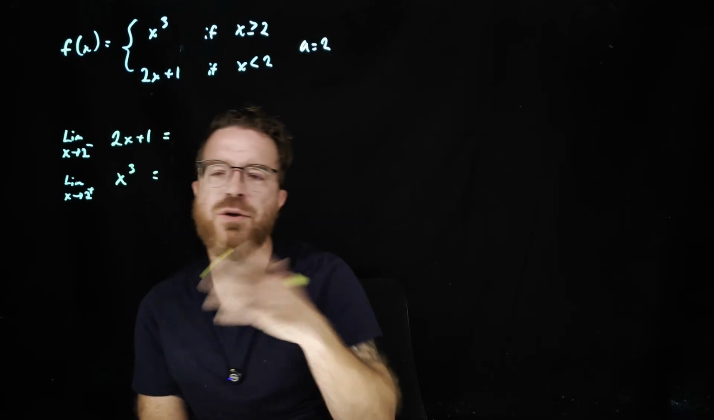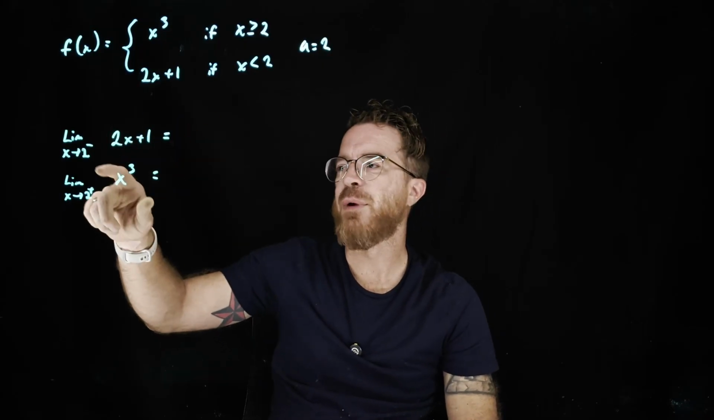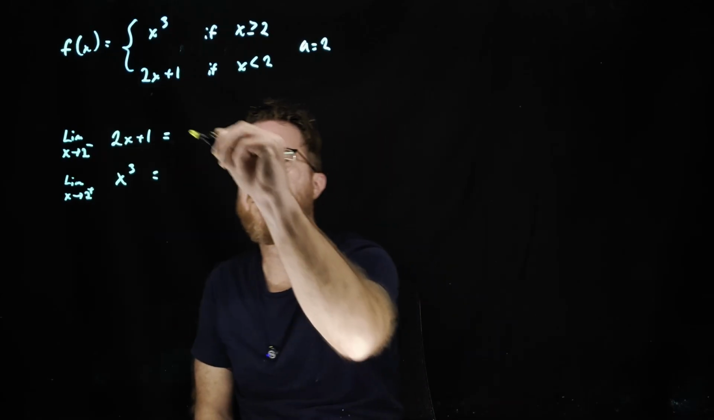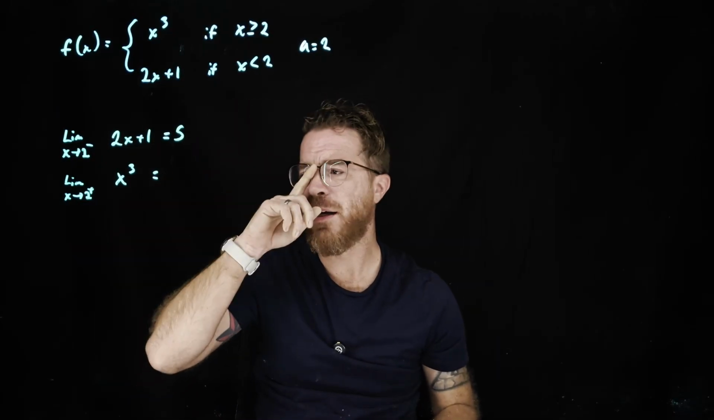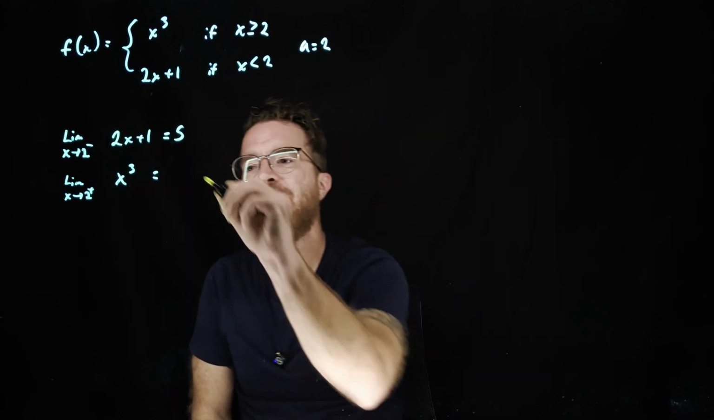Of course, using your limit laws, you would take the limit of 2x plus the limit of 1, but we're just going to evaluate by plugging in 2. So we get 2 times 2 is 4, 4 plus 1 is 5. If we look at our right-hand limit, we plug in 2. We get 2 times 2 is 4, times 2 is 8.